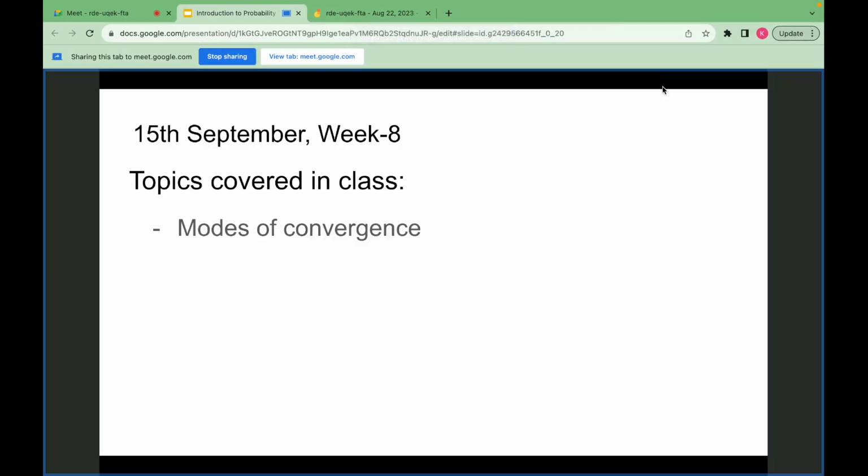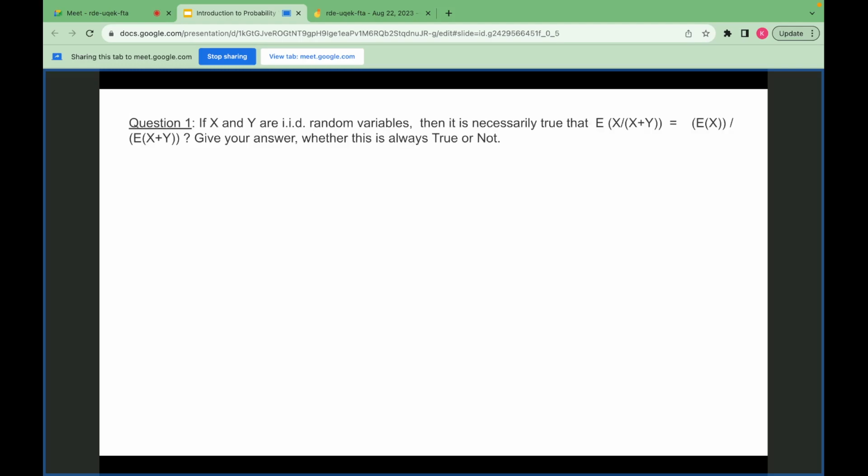Today we are going to discuss problems on the modes of convergence. Before that, in the last lecture I didn't discuss two of the problems. So today I'm going to first take the first problem, which we didn't consider in the last session. So this was the problem.